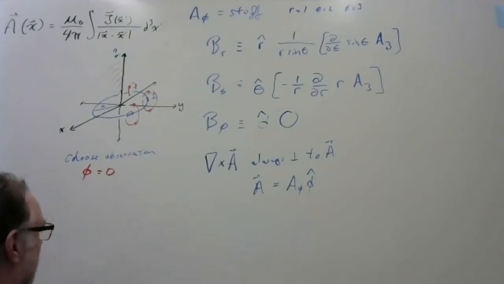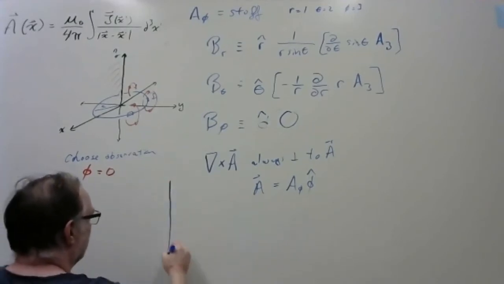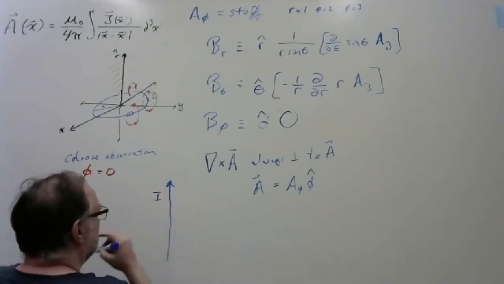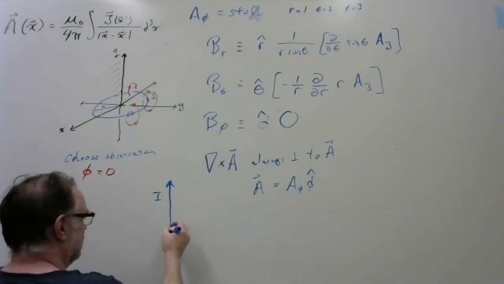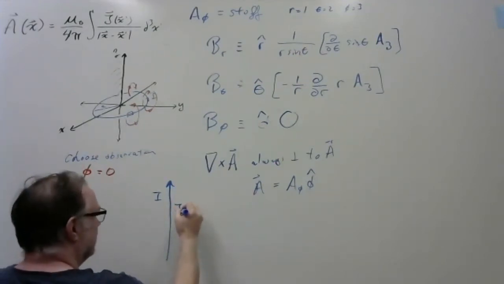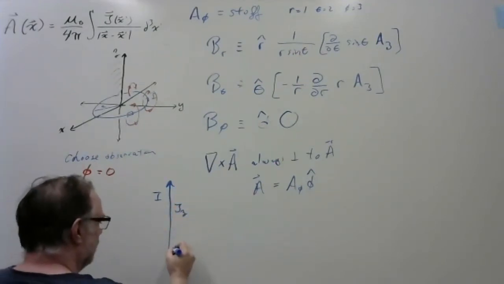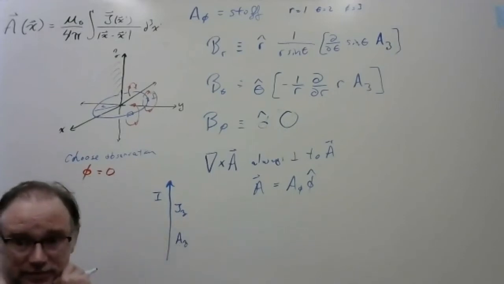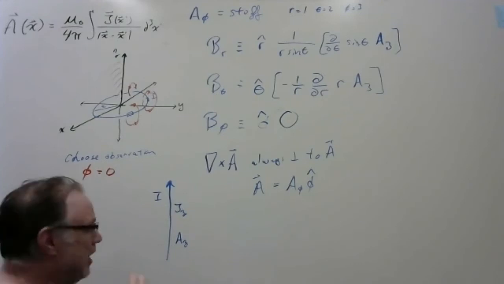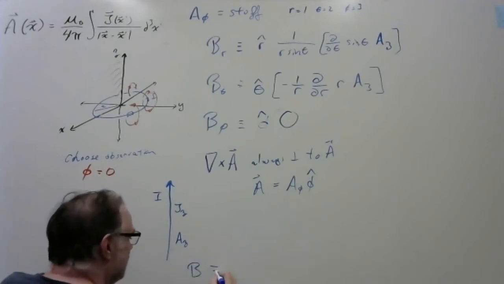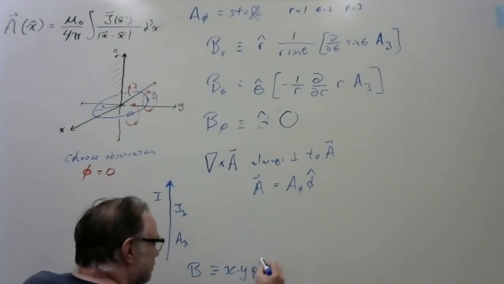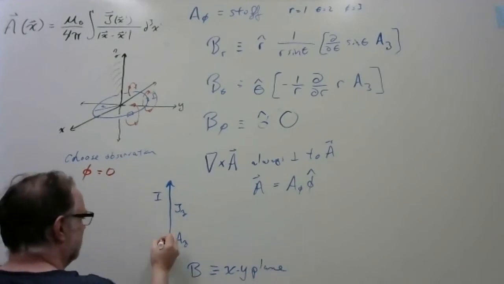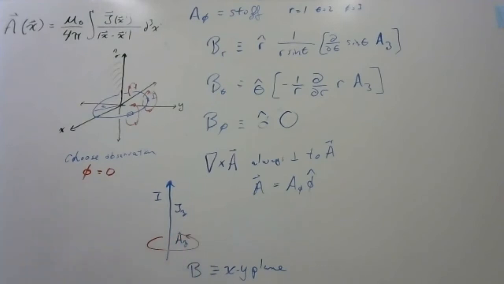Same thing for a long straight wire. For a long straight wire with current I, the current is only in the z direction. Therefore, the A would only have a z component. Therefore, the magnetic field would have to be in the xy plane, i.e. circling around this, with no component along the current.